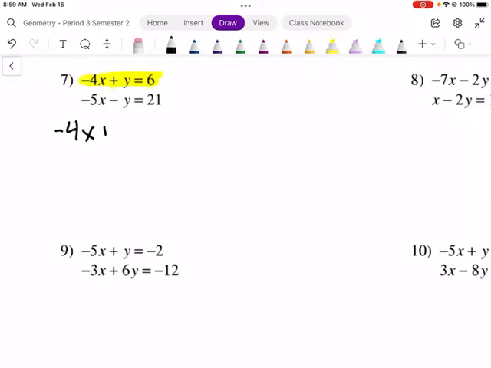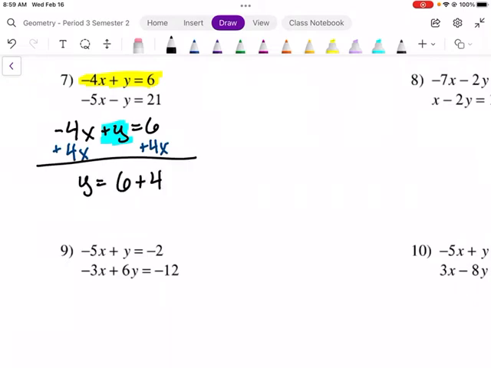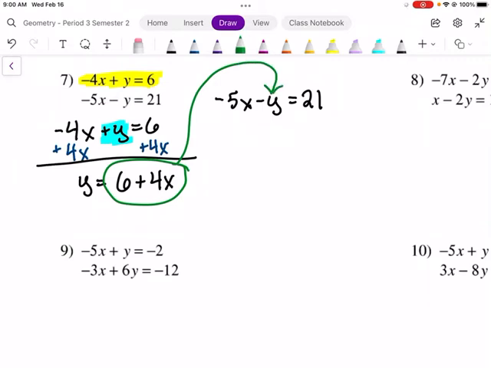So we have negative 4x plus y equals 6. I'm going to get y by itself because that variable doesn't have a number in front of it, so it's going to be easier to do that. To do that, I'm going to add 4x to both sides of my equation, and I'm going to be left with y equals 6 plus 4x. Now that I have that, I can plug this in to my other equation. So I know this is what y is equal to, so I'm going to plug that in there.